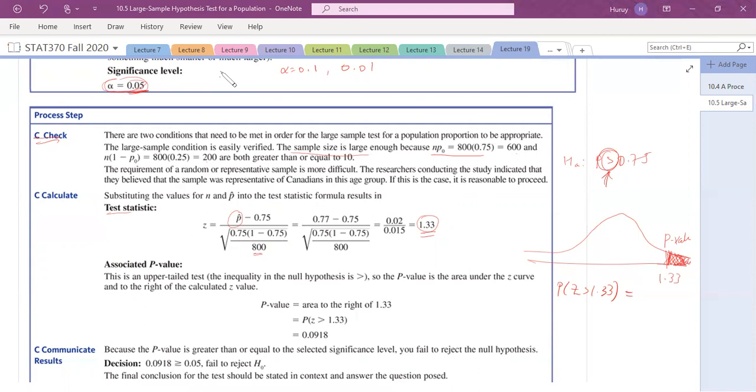And here you write the value of z, and the value of z is 1.33. And this is the area, the value of the area, 0.09176.